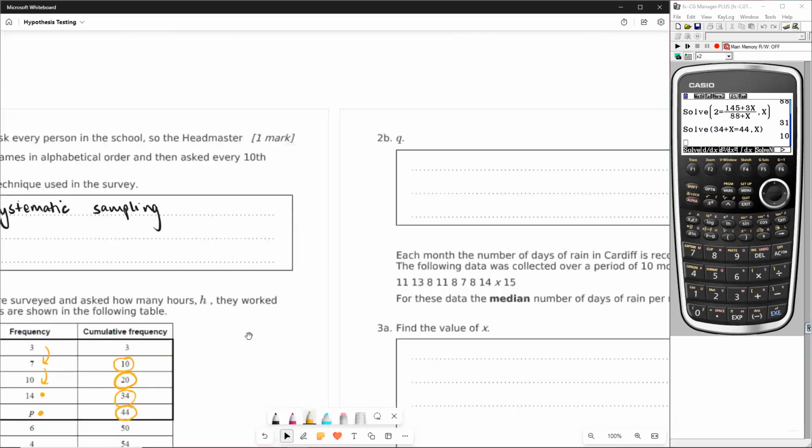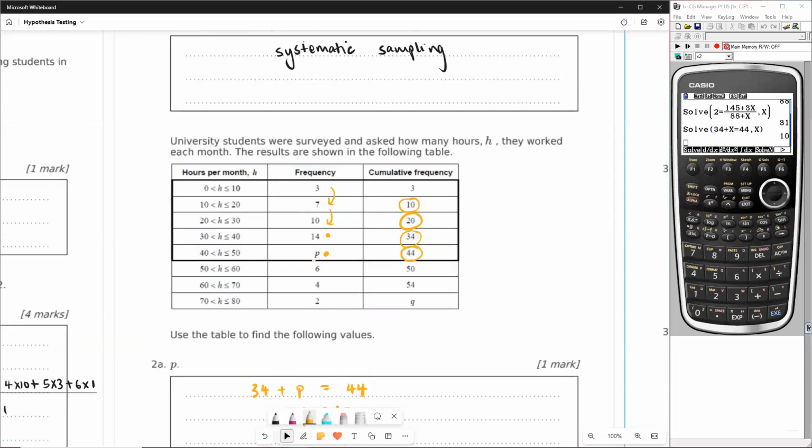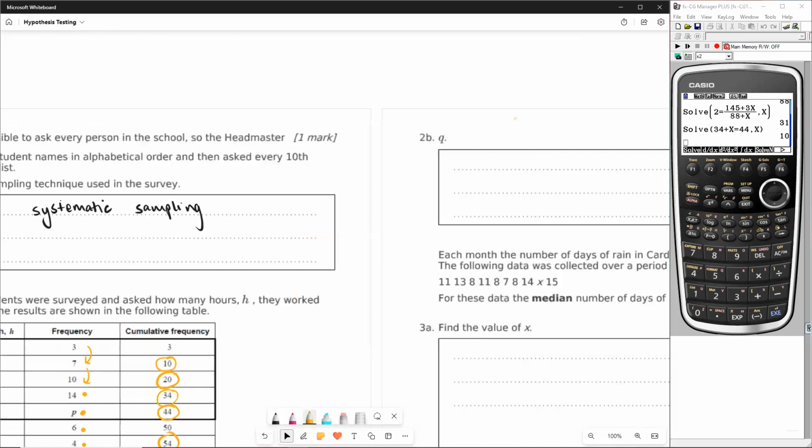Next question says, find Q. So like I said, you do 44 add 6 to get 50. You do 50 add 4 to get 54. So you're going to do 54 add 2 to get Q. So Q is equal to 54 add 2, and that just means Q is 56.